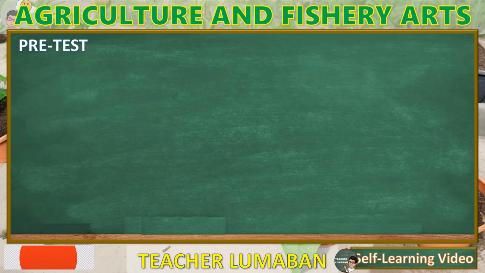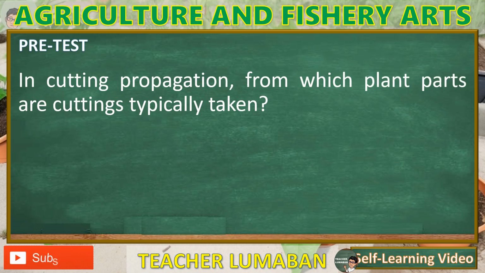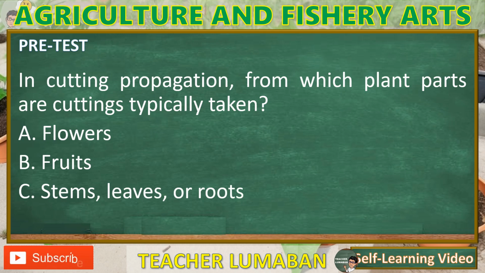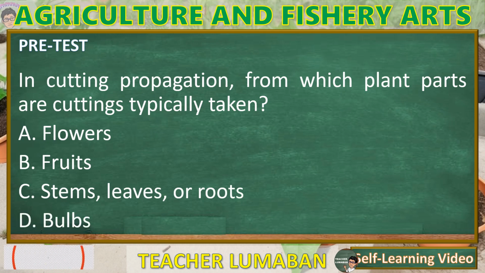In cutting propagation, from which plant parts are cuttings typically taken? A. Flowers. B. Fruits. C. Stems, leaves, or roots. D. Bulbs.